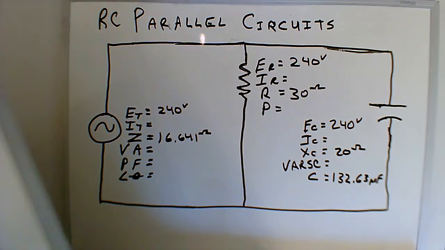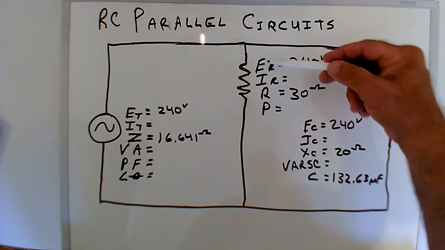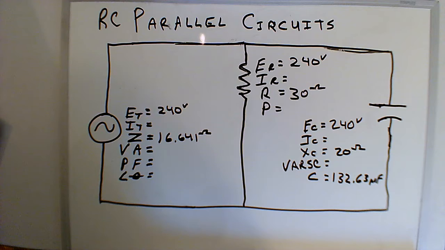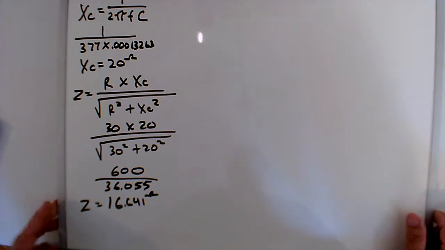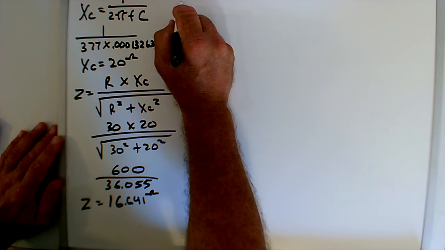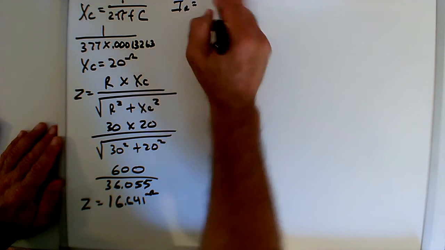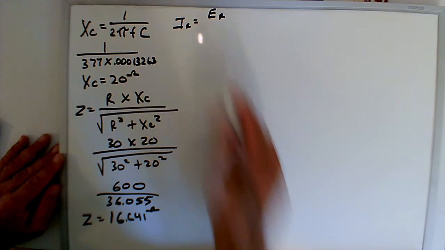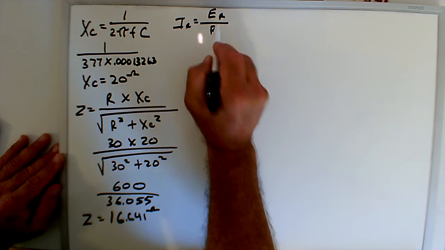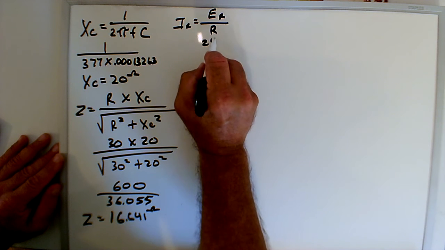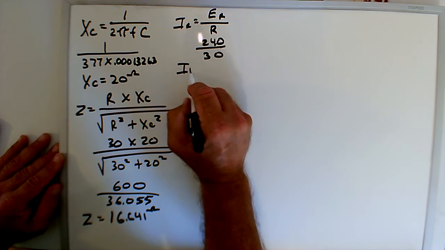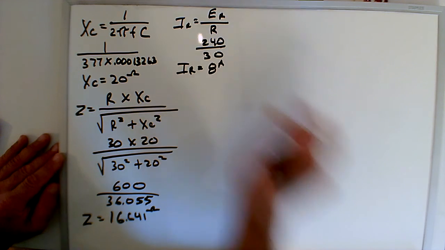Let's go back to the resistors and let's start solving for I and for P. I know that I can solve for I if I have E and R, so it would be E divided by R, and that would give me the current. So IR is equal to ER divided by R, and in this case that's 240 volts divided by 30 ohms. And my calculator tells me that IR is equal to 8 amps.